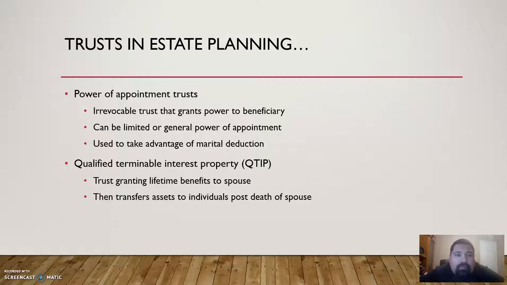The next type of trust is power of appointment. So, a power of appointment trust is a trust in which we actually grant power to the beneficiary, which kind of goes against the typical idea of a trust, right? That there's a trustee and a beneficiary, and the trustee were to distribute the funds to the beneficiaries. In this type of trust, a beneficiary can have limited or general power of appointment to take benefits within the trust. This is the type of trust used to take advantage of a marital deduction.